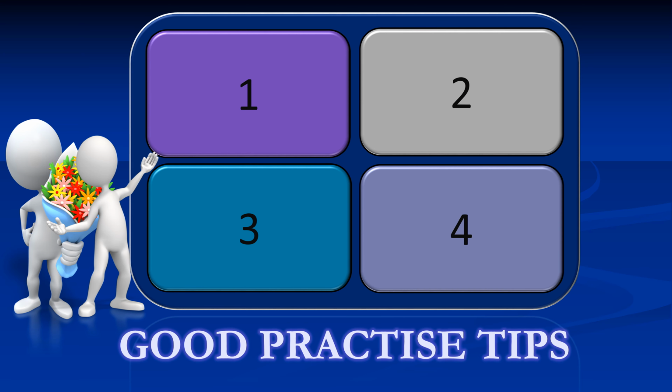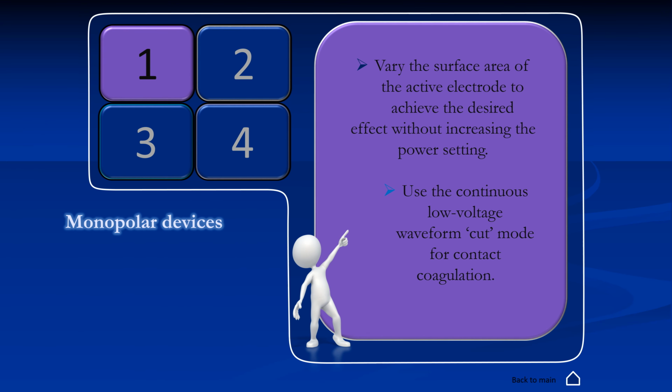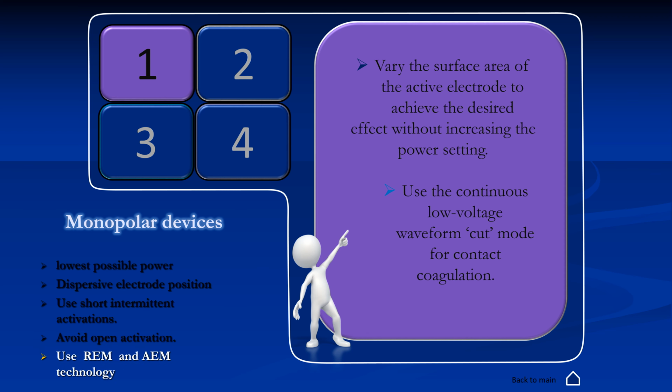Here we are discussing good practice tips. In monopolar devices, use the lowest possible power setting. Dispersive electrode position must be considered. Use short intermittent activation. Avoid open activation. Use either patient return electrode or active electrode monitoring technology. Vary the surface area of the active electrode to achieve the desired effect without increasing the power setting. Use the continuous low voltage waveform cut mode for contact coagulation.